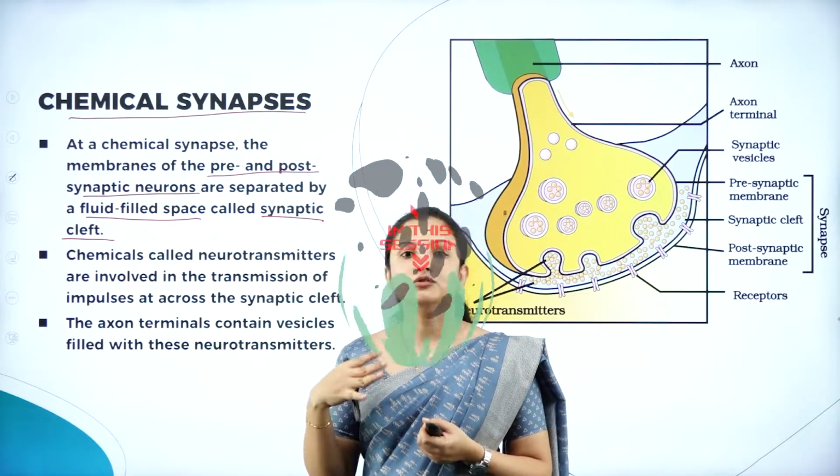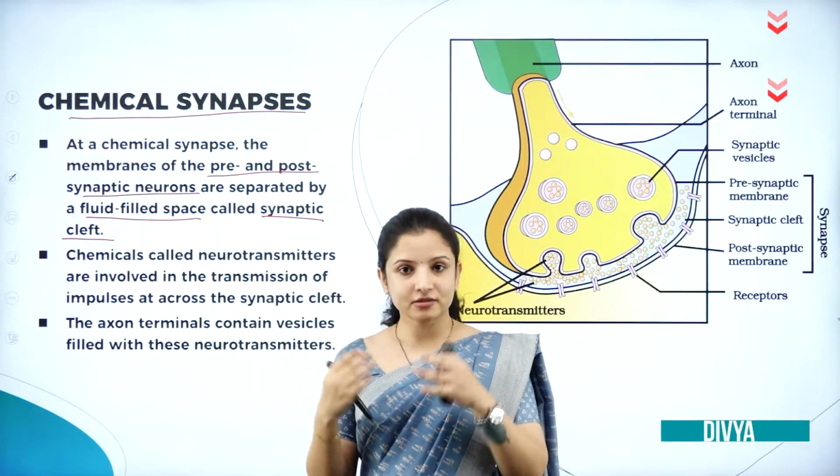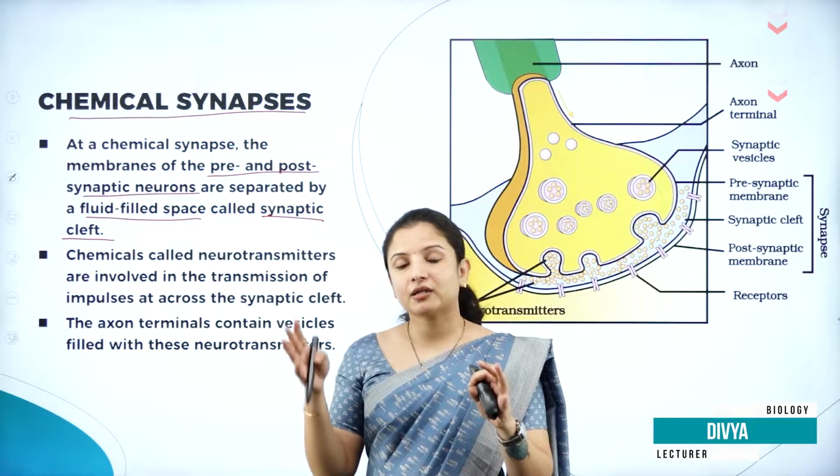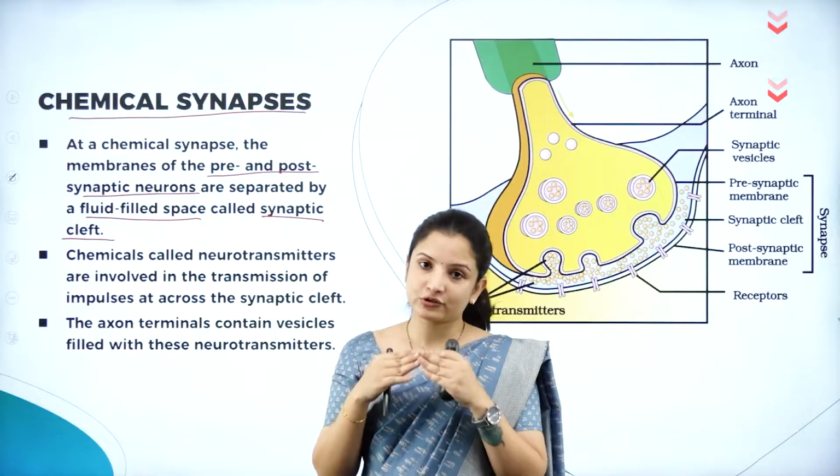In an electrical synapse, there is no synaptic cleft. Because there is no synaptic cleft, what will happen? The presynaptic membrane and the postsynaptic membrane are very close to each other.